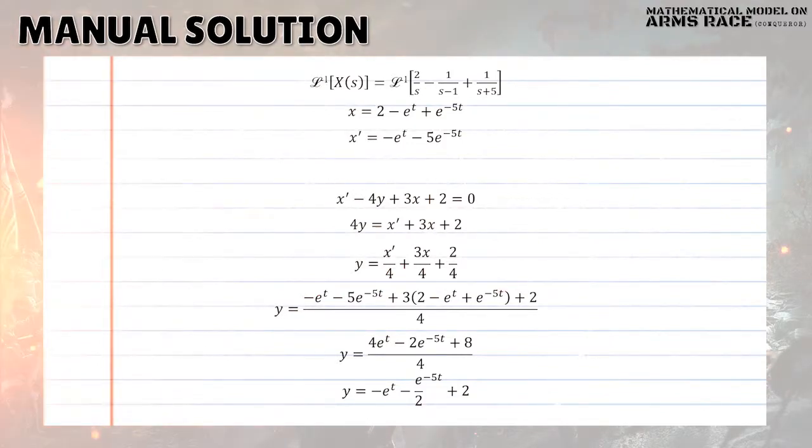And we use equation 3.3 and make y the subject, then plug in the values of x and x prime that we got before into that equation. Then the answer is simplified as y equal to negative e^t minus e^(-5t) over 2 plus 2.